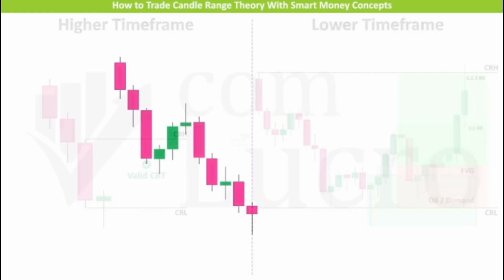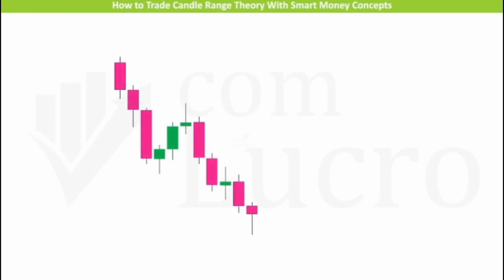Lower time frame confirmation. To improve entry precision, move to a lower time frame after the sweep. Look for a fair value gap that forms immediately following the liquidity sweep. This becomes the preferred entry zone. Execute the sell order inside the gap. Place the stop loss just above the fair value gap.